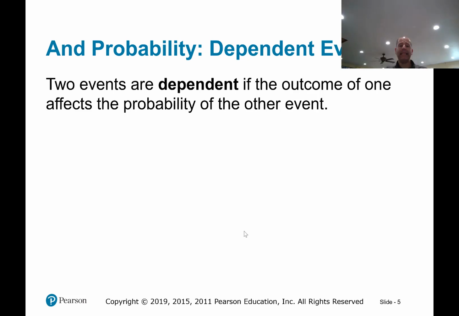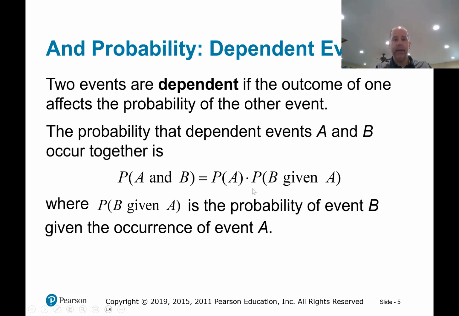Now, what about dependent events? How do we handle dependent events? Well, with dependent events, it's a little bit more complicated. We have to use the definition. So we're going to talk about a couple of things. This is called the general multiplication rule, and the general multiplication rule uses conditional probability.